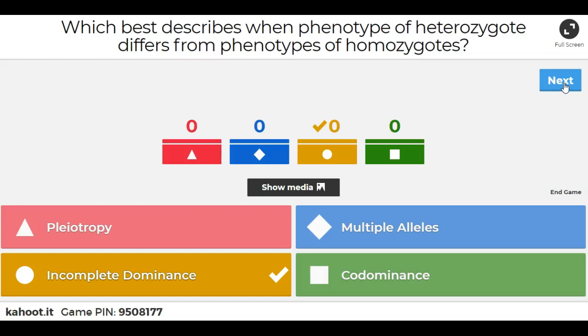We talked about this in class, right? I'm not always going to give you red flower and white flower equals pink flowers. Sometimes we'll talk about blue chickens. So remember, when that phenotype of the heterozygote does not look like the phenotypes of either of the parents or those homozygotes, this has to be incomplete dominance.